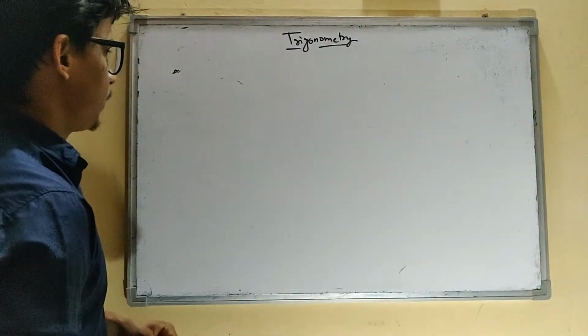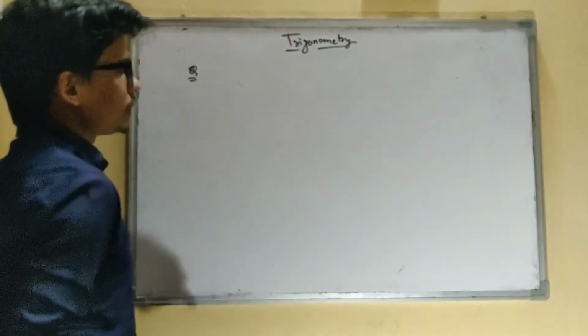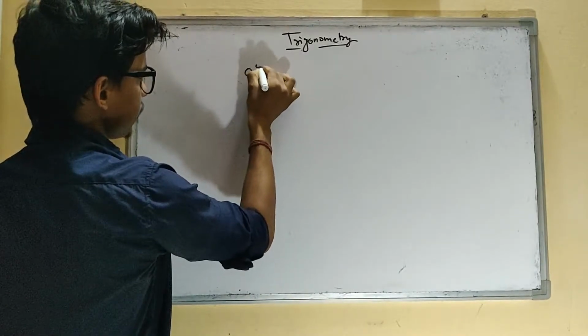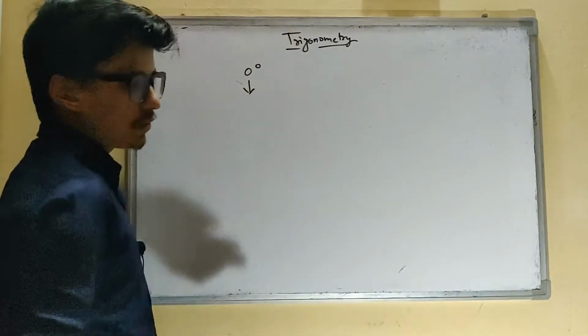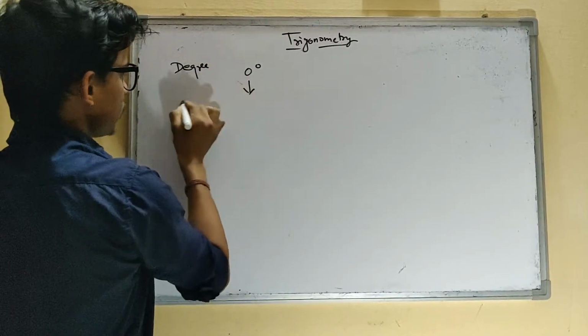So let's do this. Now there is a question. First of all, some standard values which you already know, like 0 degree. So 0 multiplied with anything is 0, so it is 0 in degree, and this will be 0 in radian.